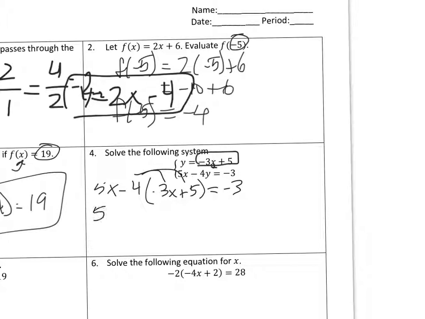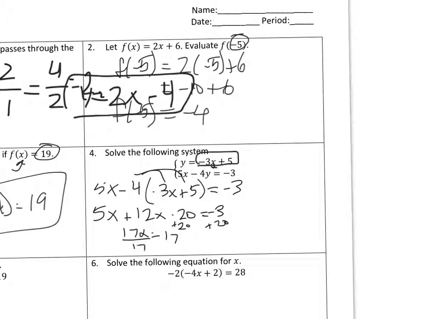Distribute that 4, so I get 5x minus, but it's a negative 4 times a negative 3, so this makes it a positive 12, and negative 4x times 5, which is a negative 20, which equals negative 3. Combine like terms, and I get 17x. I'm going to add 20 to both sides, so I get a positive 17.